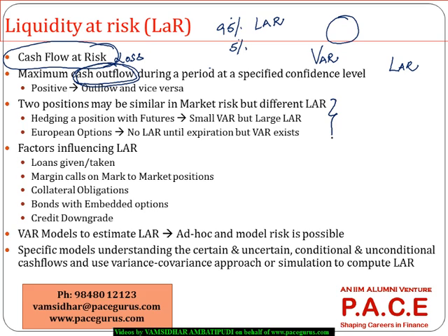It might very well be possible that there are two positions. Say I have a market risk, which means nothing but I have a portfolio of assets which are exposed to market risk. So I want to try to hedge this. I can think of hedging it with a futures position or with an option position.